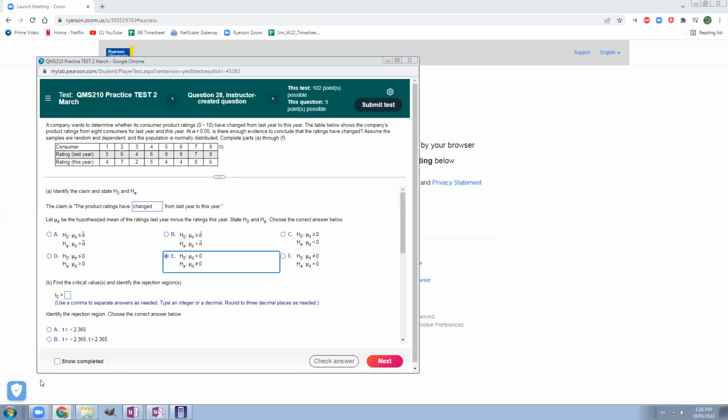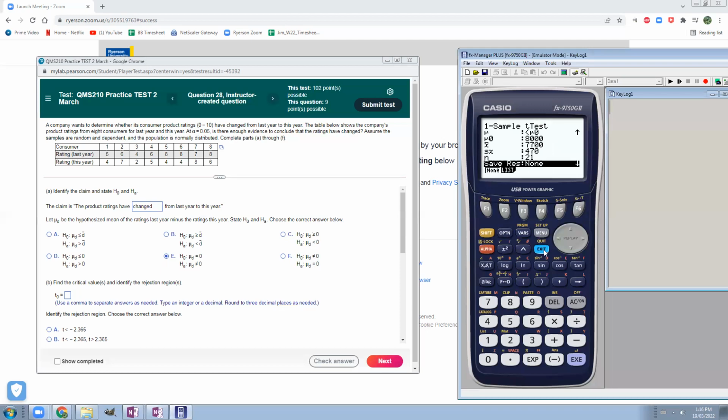Now the critical values we're going to get from the calculator. We go to distribution, inverse T. Because it's equals versus not equals, that's a two-tailed test. We can be greater than or less than. So the area is 0.05, that's the alpha, divided by 2. And the degrees of freedom is going to be 8 minus 1, so 7, because there are 8 consumers and n minus 1 is the degrees of freedom. And so our critical values are positive and negative 2.365.